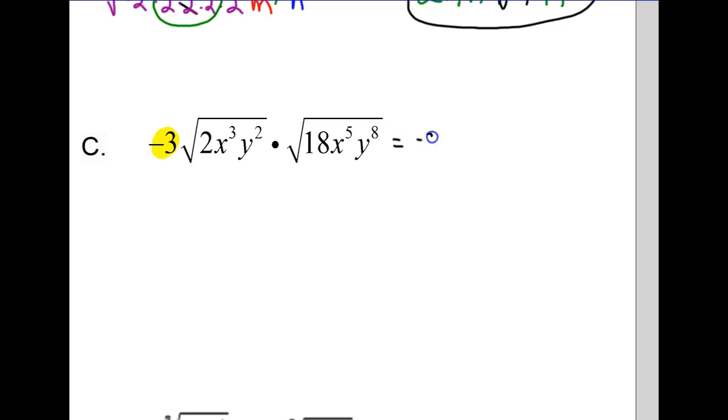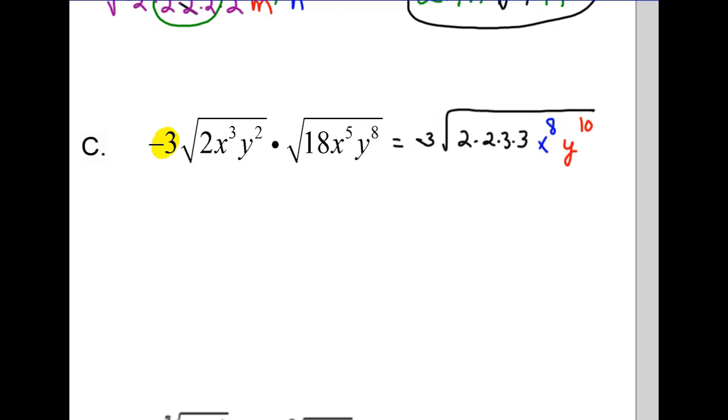So if I rewrite this and I start factoring everything out, I have a 2. And then 18 can be written as 2 times 9, and 9 is 3 times 3. So that's how I factored the 18. And then I'm going to come through and look at x cubed and x to the 5th. That gives me x to the 8th. And then I've got y squared and y to the 8th. That gives me y to the 10th.